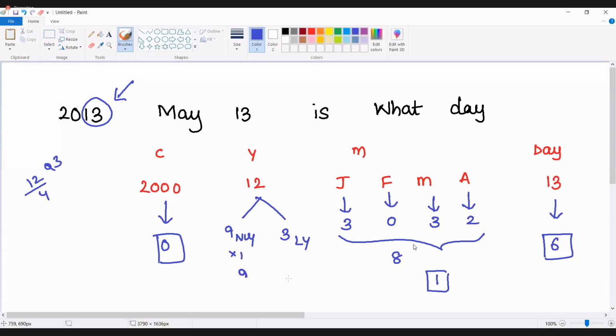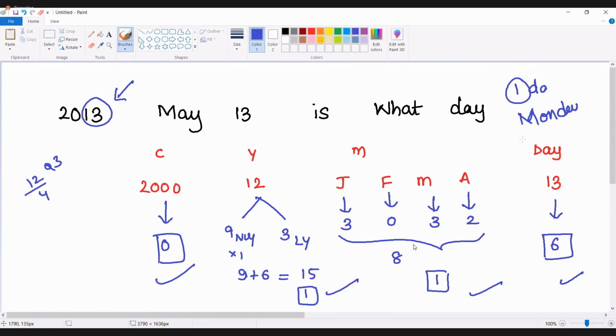Total, plus 8, means what is the odd day? Odd day will be 1. We are getting 1 odd day. 1 means what is the answer choice? Answer choice will be Monday. You can check with the normal calendar.